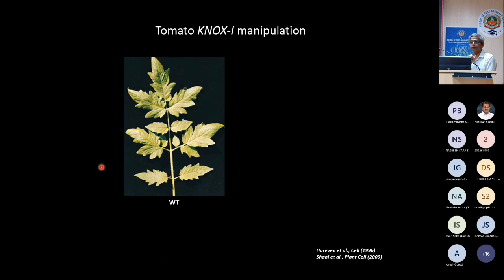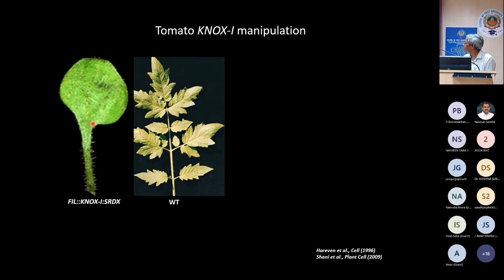For example, tomato. This is a wild type tomato leaf. It also has NOX genes, the homologs of them. And they are expressed not only in the meristem, but also at the base of the leaf, very early on. If you reduce this NOX gene and restrict it only to the meristem, this is a tomato leaf. Can you believe this is a tomato leaf? It looks like Arabidopsis, isn't it? This is a tomato leaf.